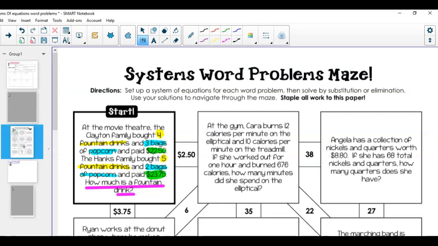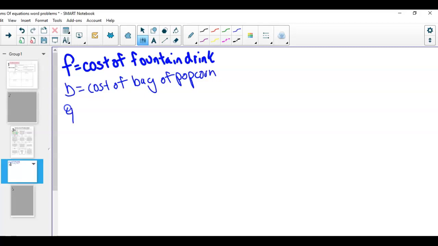So 4 fountain drinks and 3 bags of popcorn. So if I took these numbers and I multiplied them by the variables, it would give me the total. So 4F plus 3B equals 2250. And I know that I was going back and forth. I have the sheet in front of me, just in case. And then the other one was 5F and 2B equals 2375.